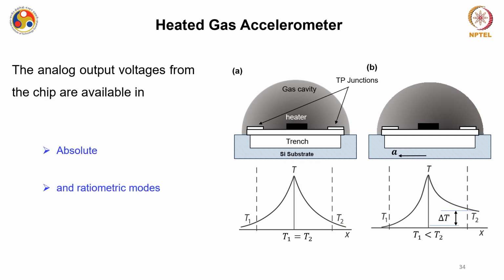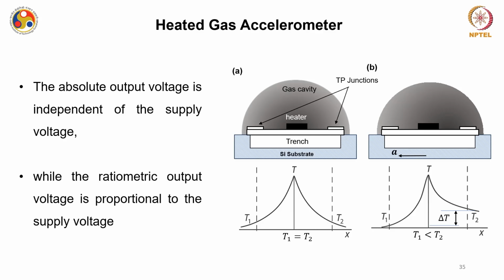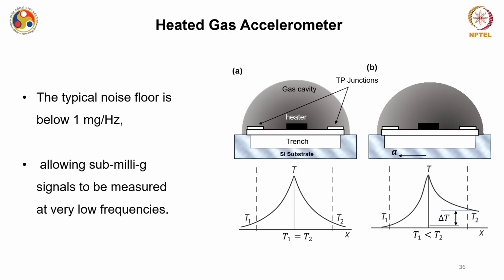So the analog output voltages from this kind of HGA chip are available either in the form of absolute mode, or you can also get output in the form of ratiometric mode. The absolute output voltage is independent of the supply voltage, while the ratiometric output voltage is proportional to the supply voltage.